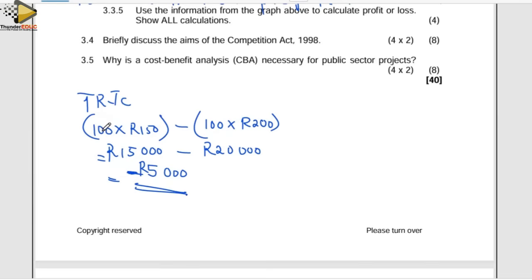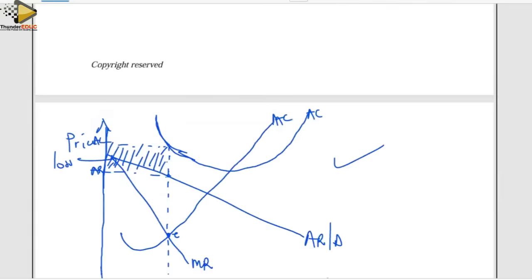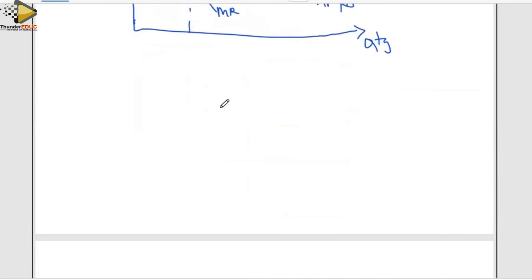Right. We move on to question 3.4. Question 3.4 says, briefly discuss the aims of the Competition Act of 1998 and why cost-benefit analysis is necessary for public sector projects. Right, we are going to use our space to answer those questions. Question 3.4 is saying, discuss the aims of the Competition Act.